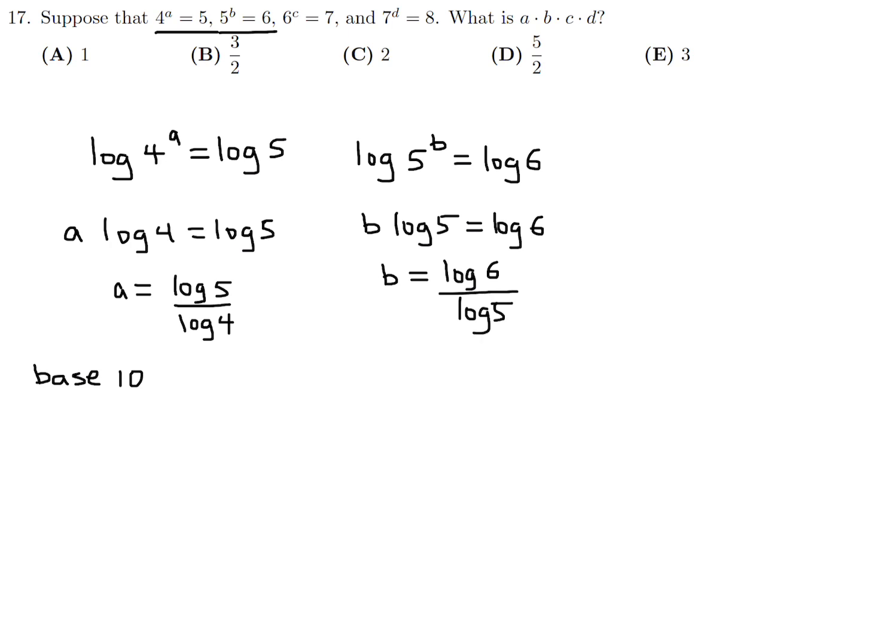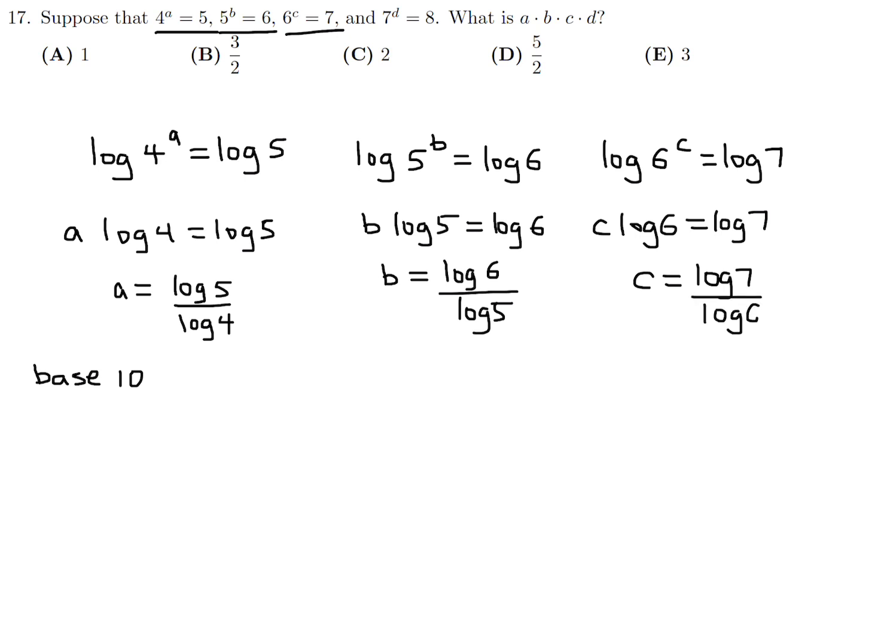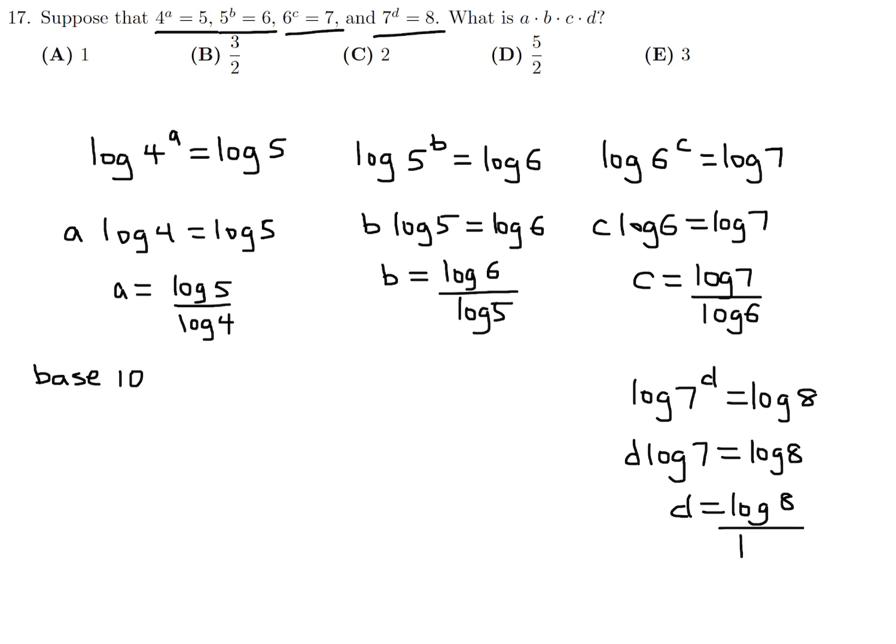In an identical way, we'll keep working with each of these. This becomes the log of 6 to the power of c is equal to the log of 7. And therefore c log 6 is equal to log 7. And therefore c is equal to the log of 7 divided by the log of 6. And finally, we've got this one here. Can I squeeze that in? I'll just do it here. We've got log of 7 to the power of d is equal to the log of 8. And therefore d log 7 is equal to the log of 8. And therefore d is equal to the log of 8 divided by the log of 7.